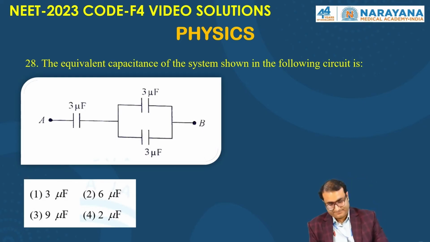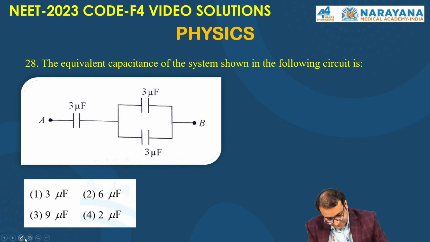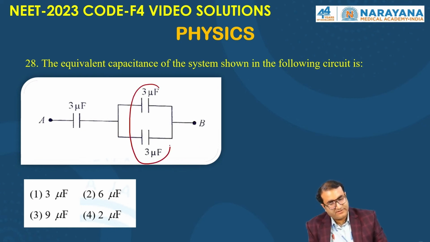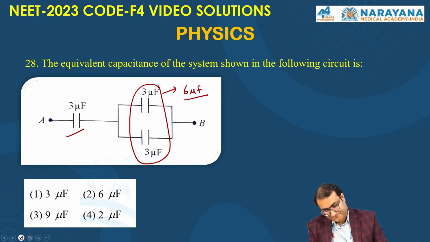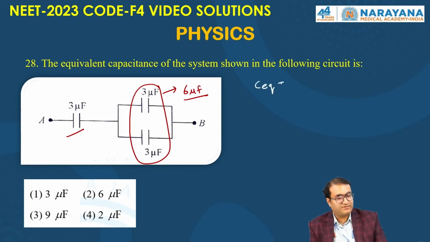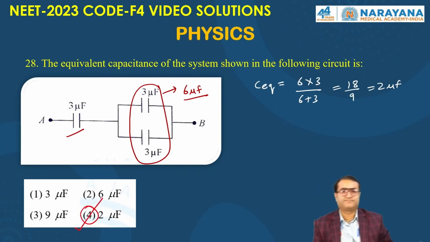Question number 28. We can see this 3 microfarad and 3 microfarad both are in parallel combination. You have to find the equivalent capacitance here. It will sum up to 6 microfarad. The 6 microfarad and 3 microfarad both are in series combination. So C equivalent we can write directly as 6 into 3 by 6 plus 3, which is 18 by 9, which is 2 microfarad. We'll go with the fourth option as the answer.